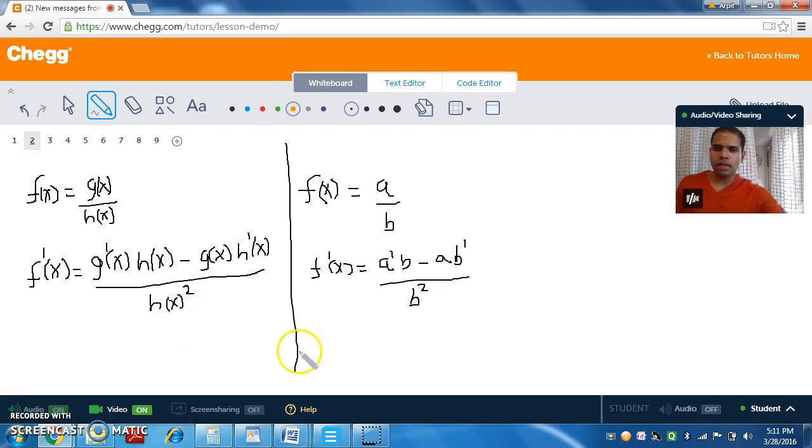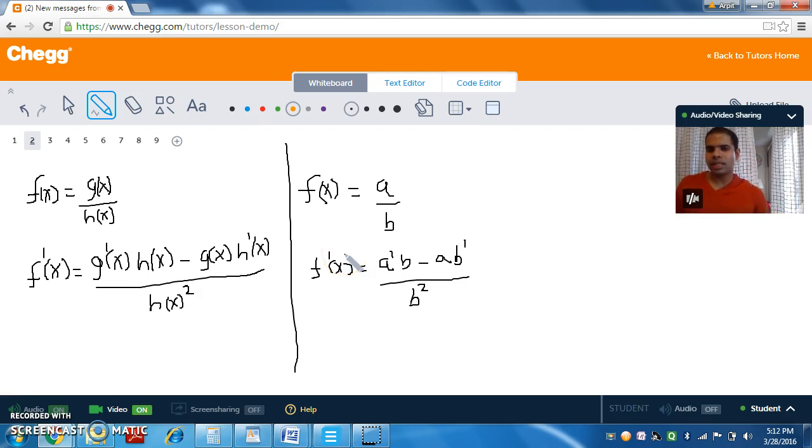So I find it a little easier to remember if you think of f of x equals a divided by b. Here a equals g of x and b equals h of x. So now the formula becomes f prime of x equals a prime b minus a b prime, the whole divided by b squared. These are the same thing on the left hand side and the right hand side. It's just a different representation of the same formula.